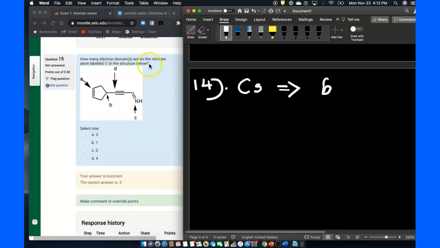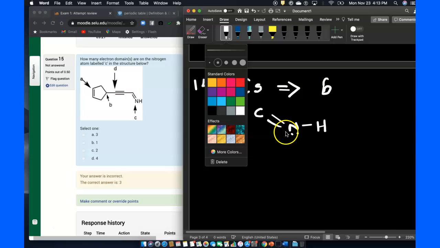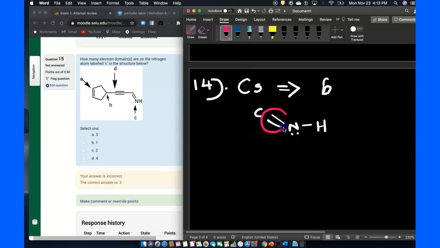How many electron domains are on the nitrogen atom labeled C? Okay, so I'm just gonna draw the snippet of that part of the molecule. Again, this nitrogen has no formal charge, so we have an implied lone pair that you need to show, and that tells you have 3 electron domains. You have a double bond, you have a lone pair, and you have a single bond, and therefore the answer is 3, option A.